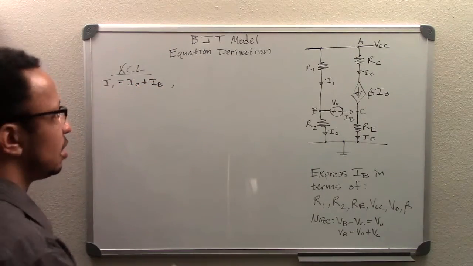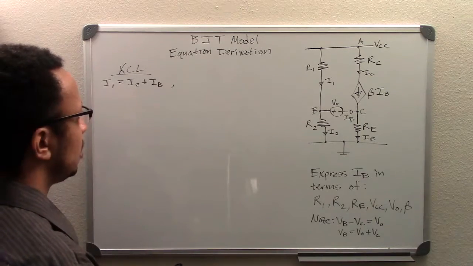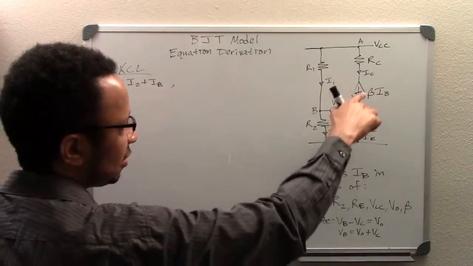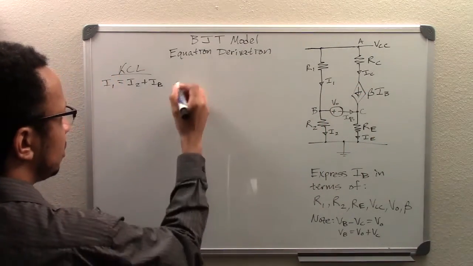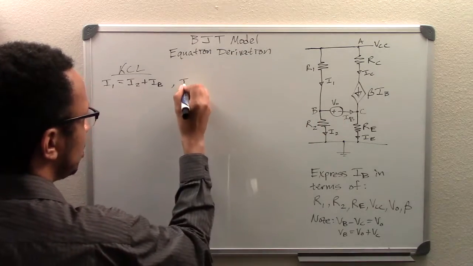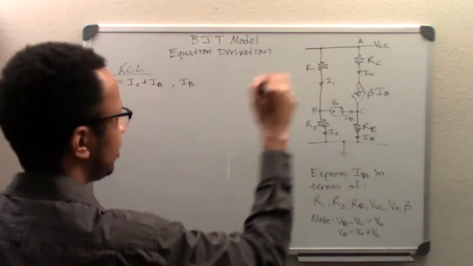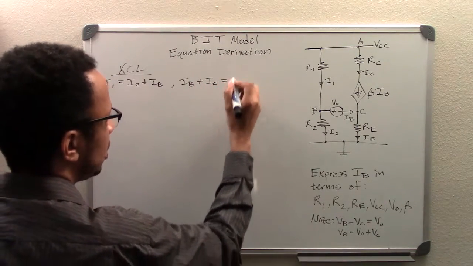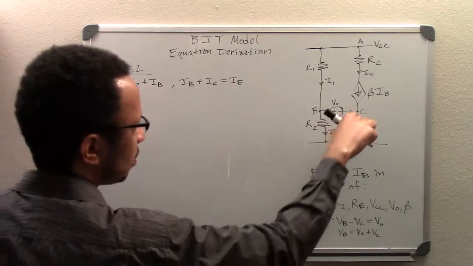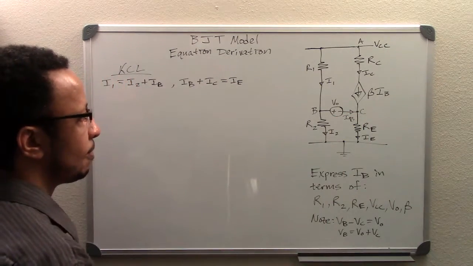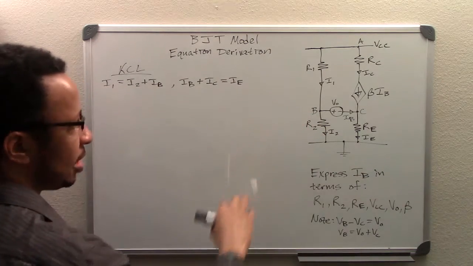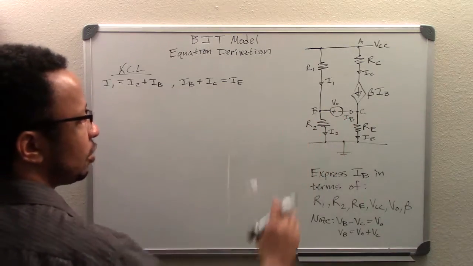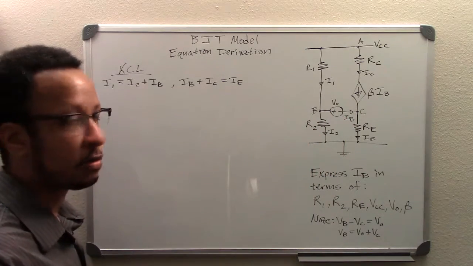Next, I can make another current equation for what's going on over here. IB is going in there, IC is going in there too, so IB plus IC equals IE, what's coming out of there at node C. So first we made an equation based off of what's going on at node B, and then next we made another equation based off of what's going on at node C.